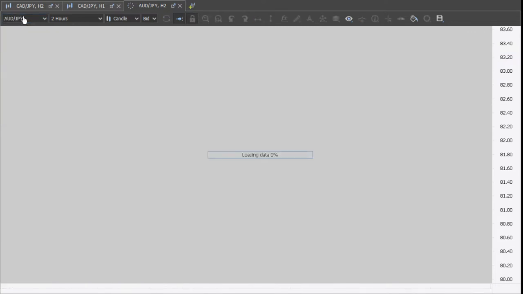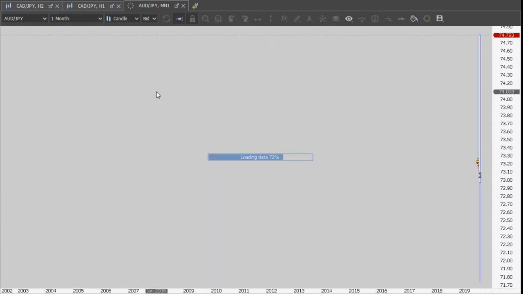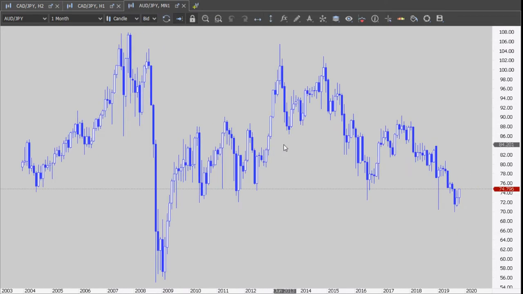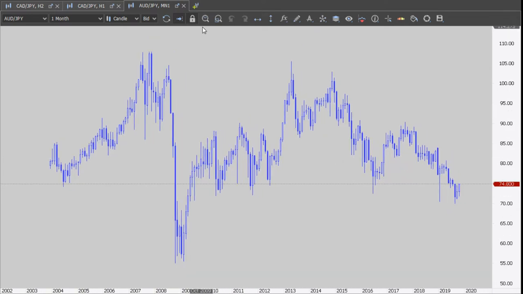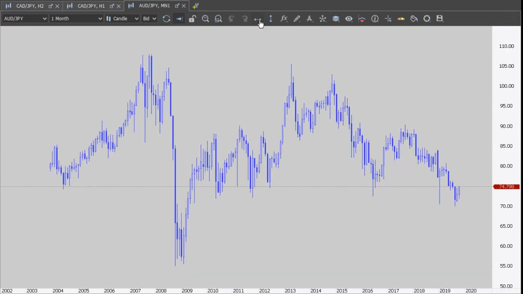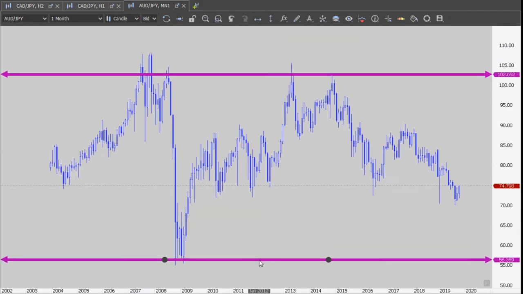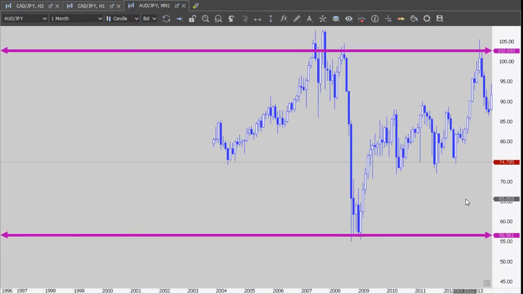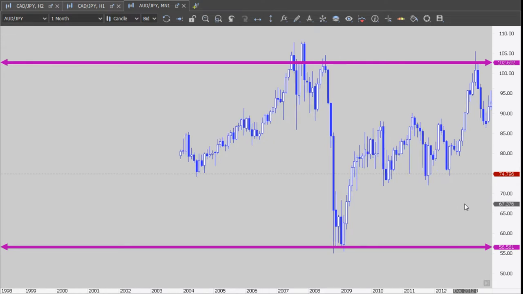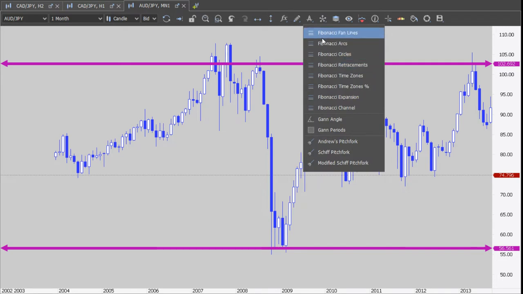AUDJPY, everybody. Great questions. AUDJPY monthly chart. It's not just this pair. For everybody that thinks this is confusing, this is AUDJPY, the monthly chart. Upper band, lower band, right? And we are here right now. We don't have the crystal ball. So this is the monthly.